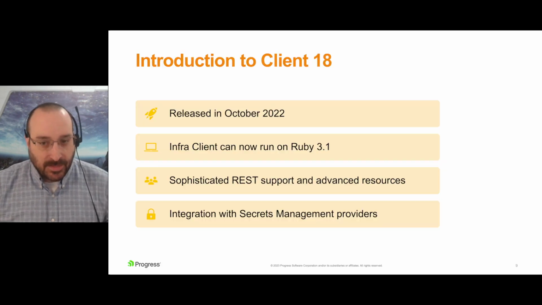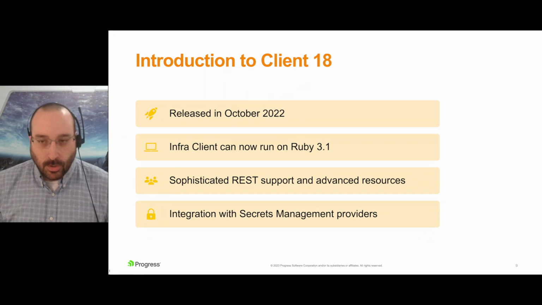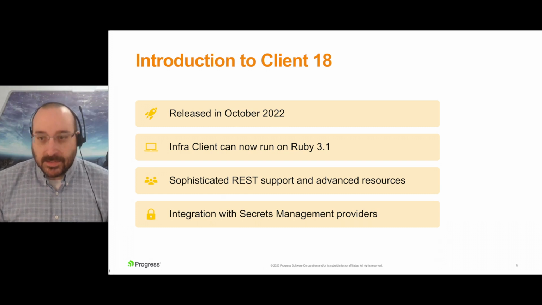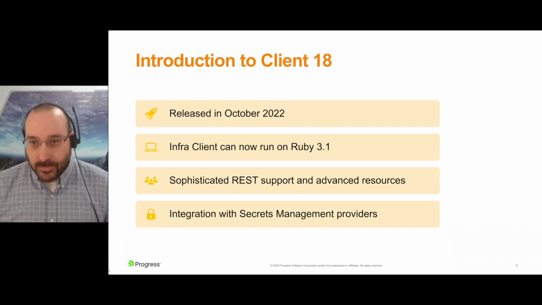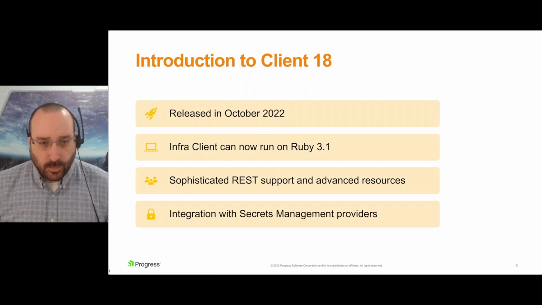So as we do this and we move on, I want to talk a little bit about that introduction to Client 18 and make a few callouts. This by no means is all of the features or all of the items that are relevant, just the ones that we wanted to highlight first here. So Chef Client 18 was released in October 2022, and it does now support Ruby 3.1. So the entire Infra Client suite for Chef 18 now benefits from all of the upgrades and the benefits from Ruby 3.1. We'll hear a little bit more about those later.